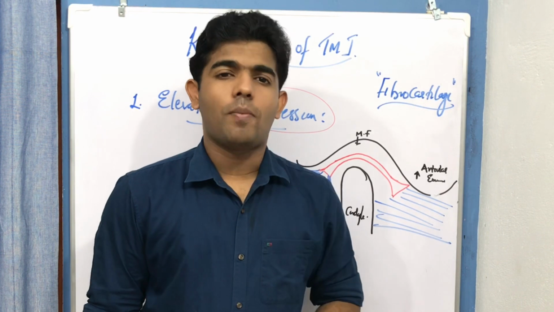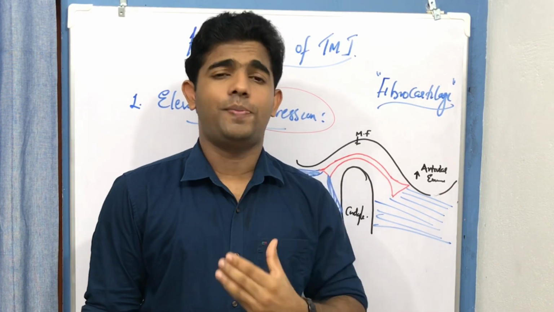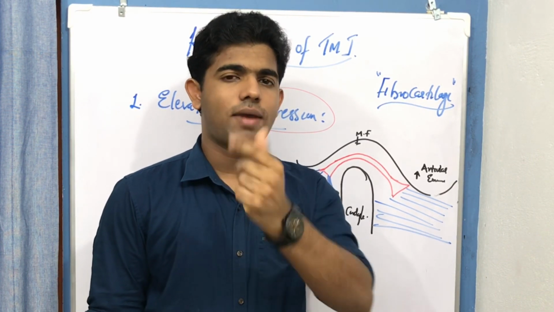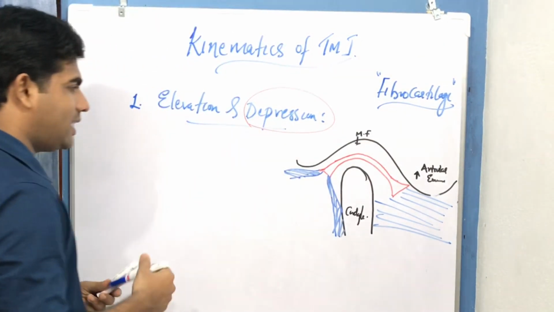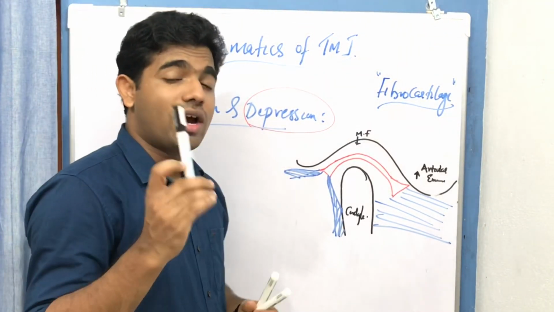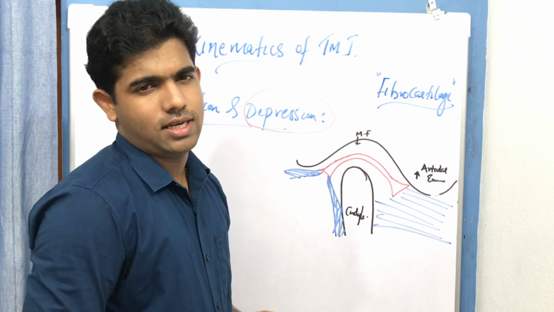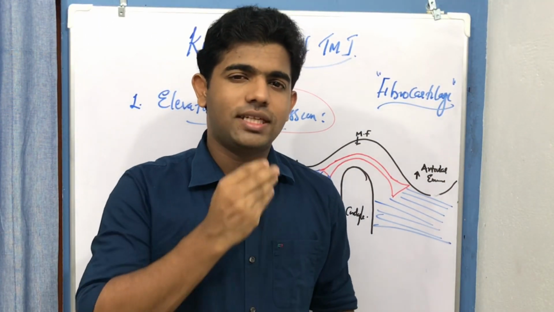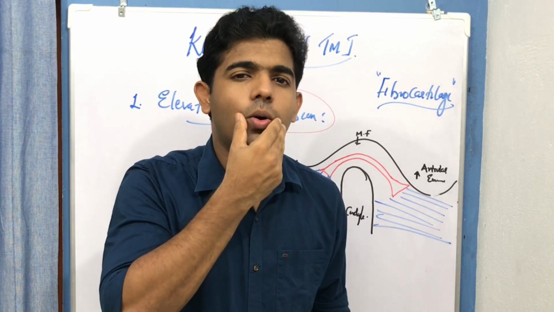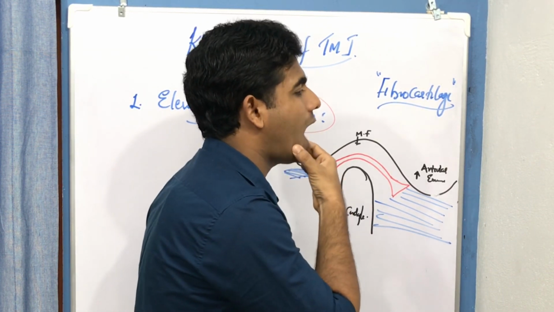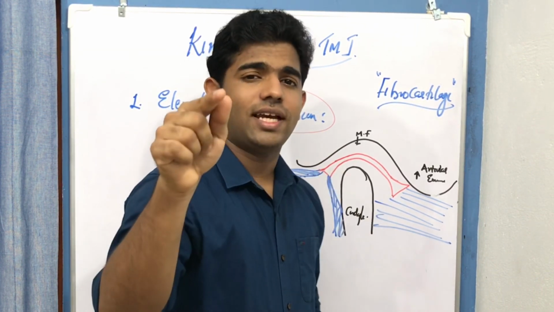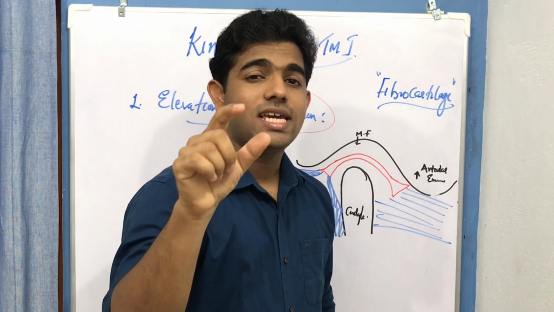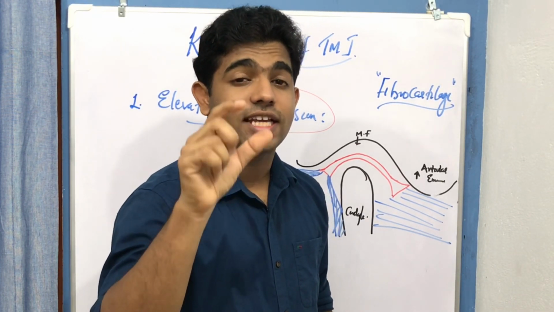Very essential for opening your mouth to have something or to speak. So this is mandibular depression, and mandibular depression is actually occurring in two phases. The first one is the initial phase of mandibular depression. When we open our mouth like this, the first thing that is going to happen is actually happening in the inferior joint.